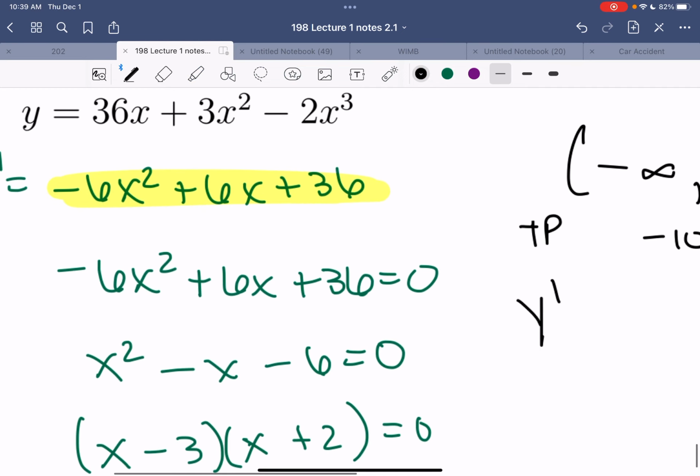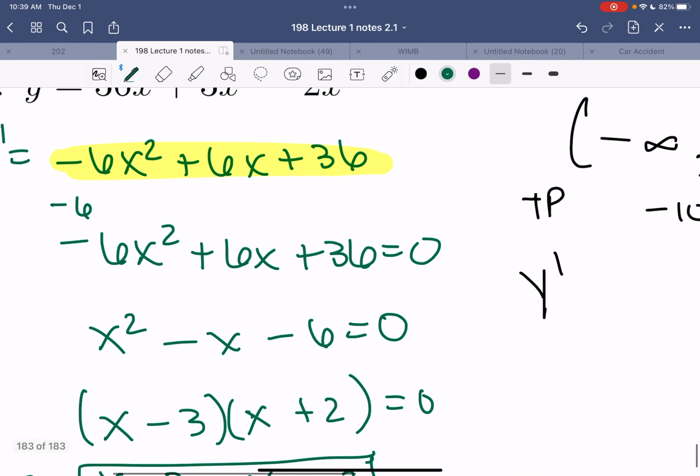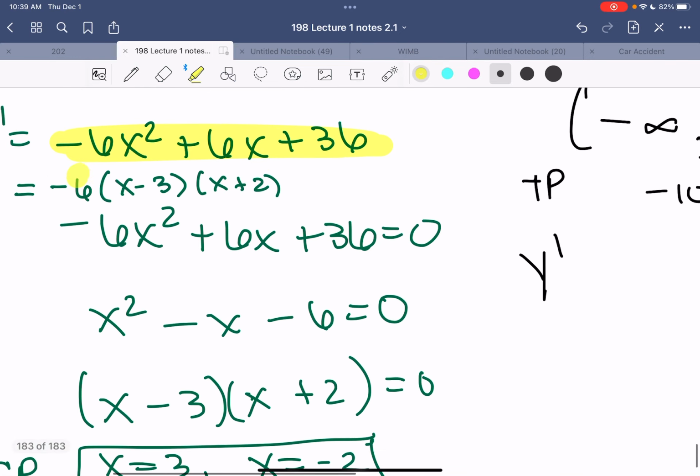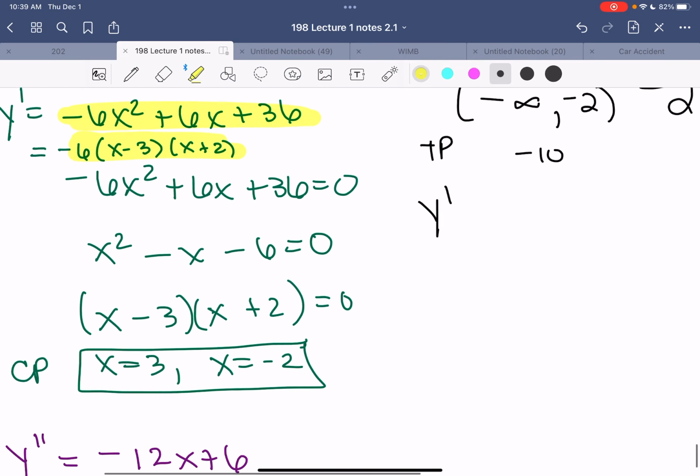Now what I'm going to do here to make my life easier is I'm going to factor out the negative 6. If I factor out the negative 6 and factor it, this is the same as this. And it's not equal to anything, it's just equal to my derivative. So I can actually plug into this one. Makes it a little bit easier.